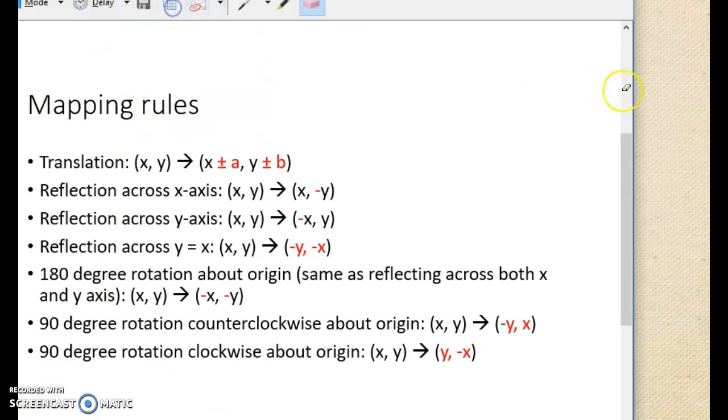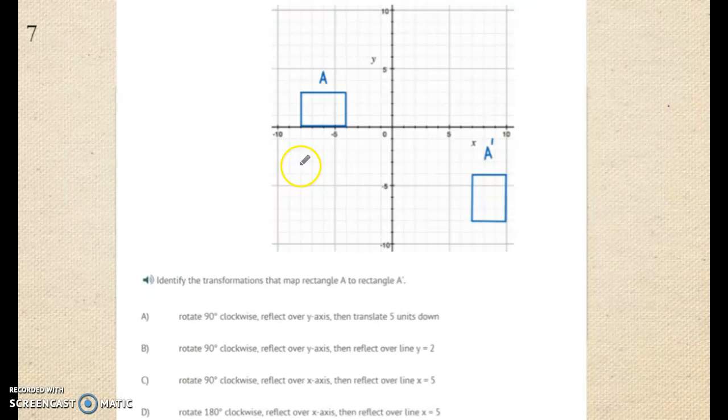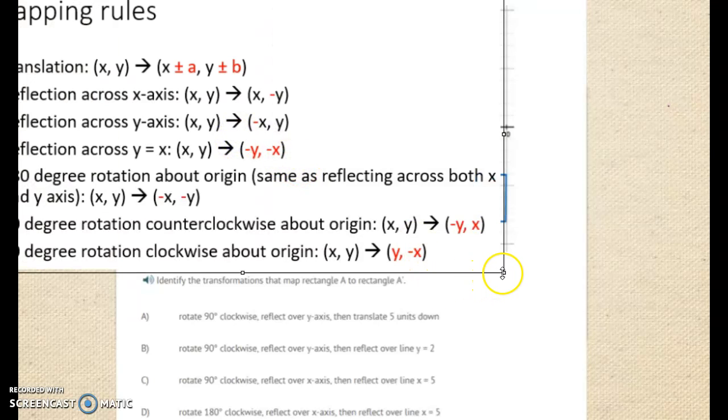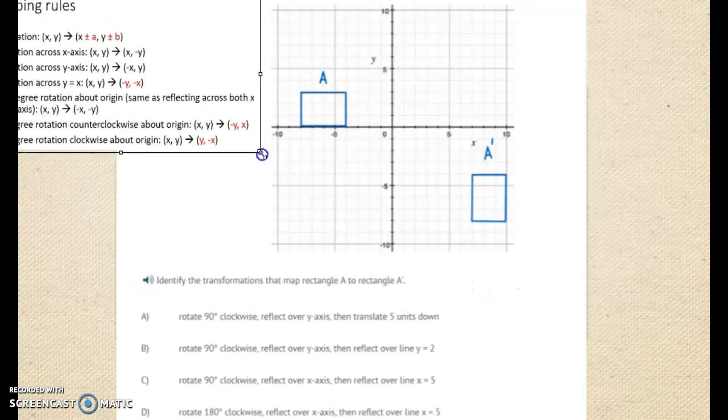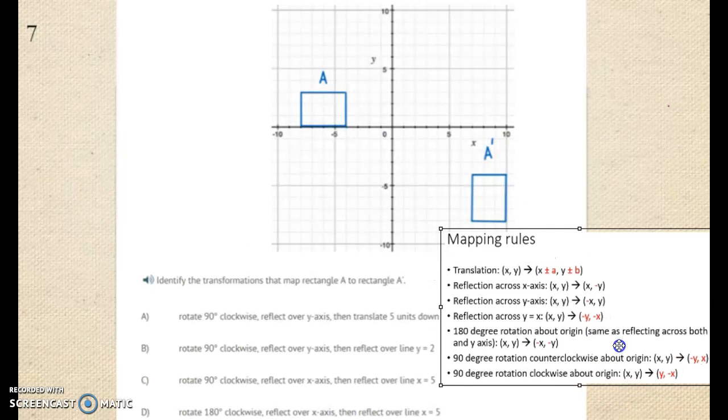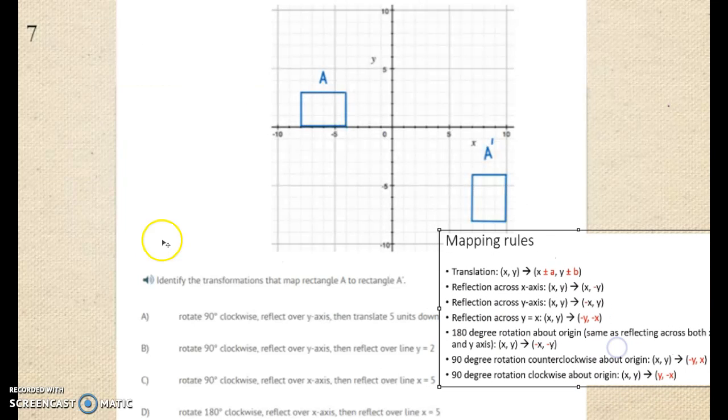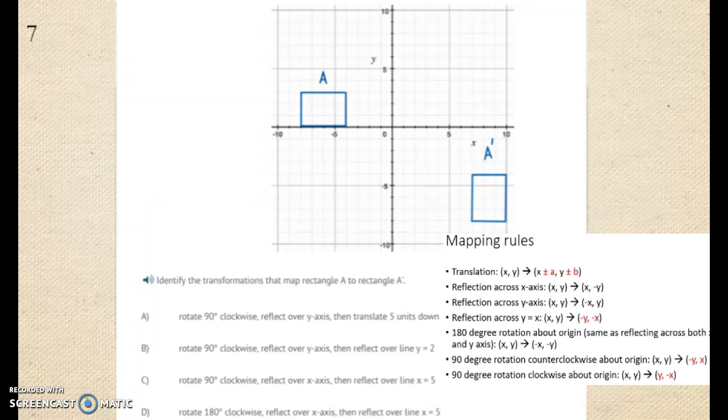I do want you to remember your mapping rules. So I'm going to go ahead and put them in here. Remember I said we want to memorize these before we take the interim assessment, because especially for rotations can be really tough to do if you don't have the rules memorized. So we're going to start off with a 90-degree clockwise rotation, which means we want to put the y first and then change the sign of x.